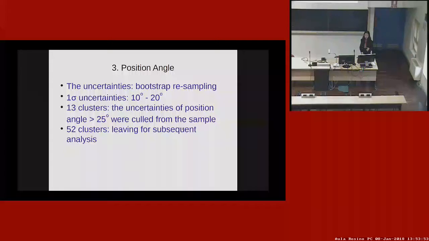So, about the uncertainty of the position angle, they use the bootstrap resampling model. And here, the 1 sigma uncertainty is typically about 10 to 20 degrees. The 13 clusters with a position angle uncertainty larger than 25 degrees were excluded from the sample. So finally, 15 clusters were left for the subsequent analysis.